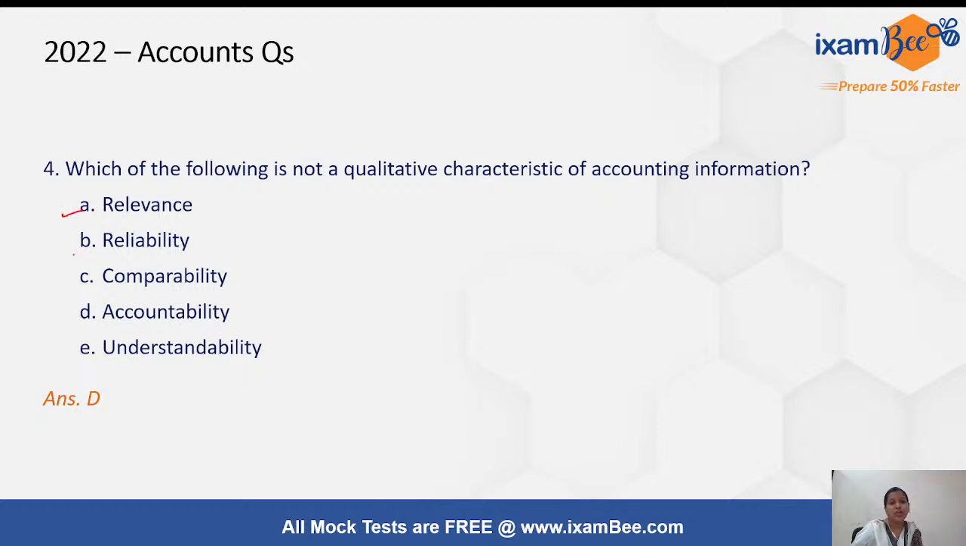It should be reliable. If I cannot trust it, then what is the utility of that information? So it should be reliable, that means trustworthy. It should be comparable, because if I am not able to compare from one company to another, like I said, if there are no accounting standards and everybody is following their own rule, then how will I compare? Then what is the use of that information? Because I will not be able to tell whether it is good or bad. So that should be comparable. Accountability is the odd one out here. Understandability, because if we don't understand the information, again it is not useful. So accountability here is the incorrect answer.